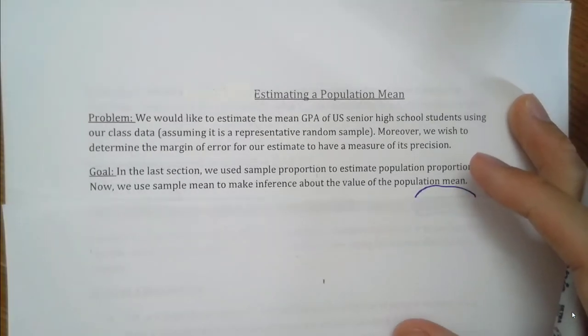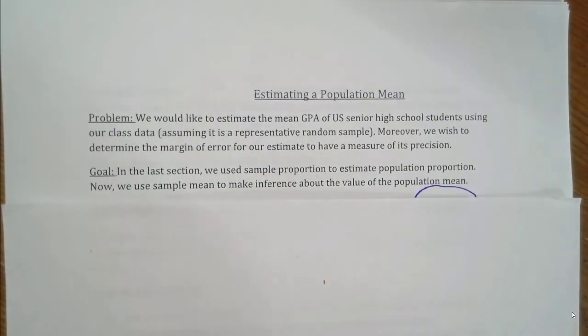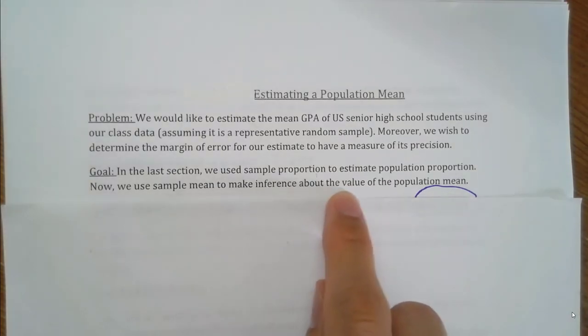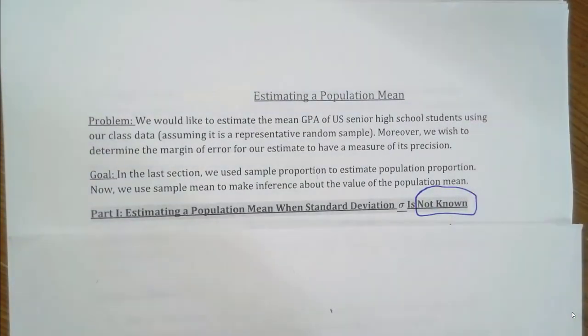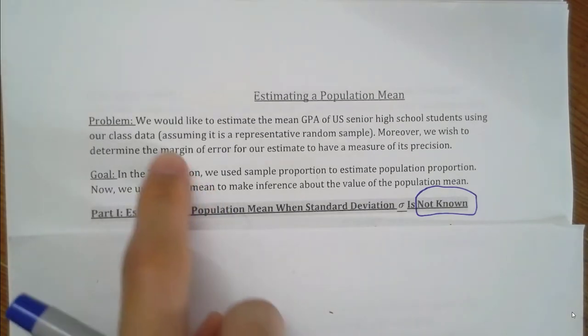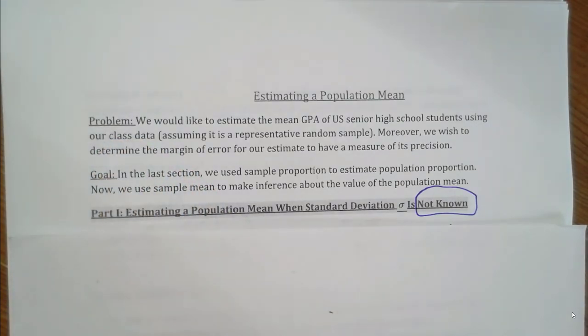So the goal in this section is to use a sample mean, which is our class, to make inference about the value of the population mean. So the problem here is, how do we know that our sample of the class, our data of the class, is good enough to represent the whole US senior high school students? And in this section, we'll try to construct the confidence interval to make that prediction.